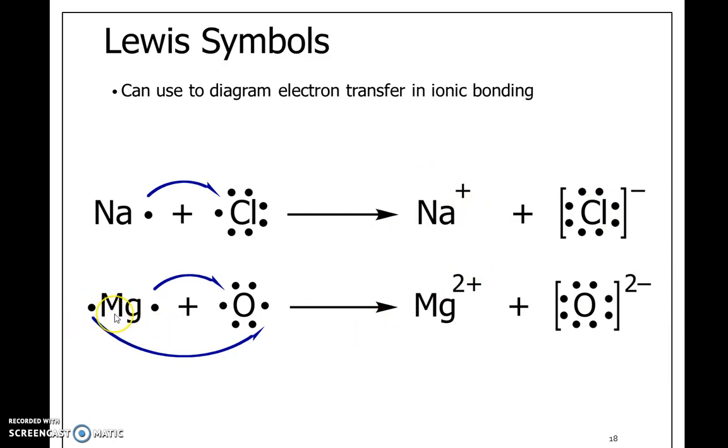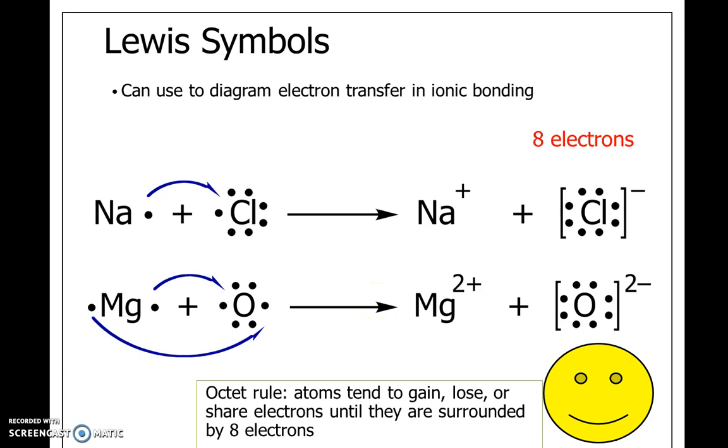Same thing with magnesium. It has 2 valence electrons. Oxygen has 2 holes or vacancies. So those electrons can go and fill the holes of oxygen, resulting in a positive 2 magnesium and a negative 2 oxygen. And notice how there are 8 electrons around oxygen, 8 electrons around chlorine, and no electrons around the cation.